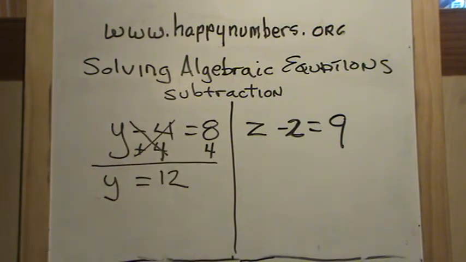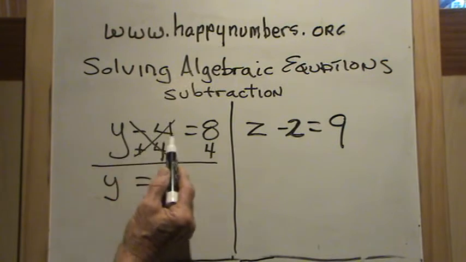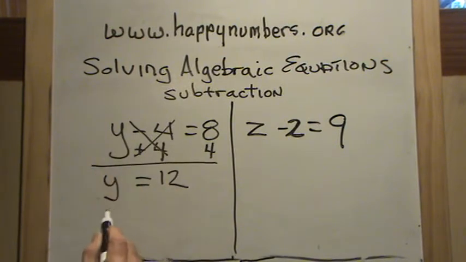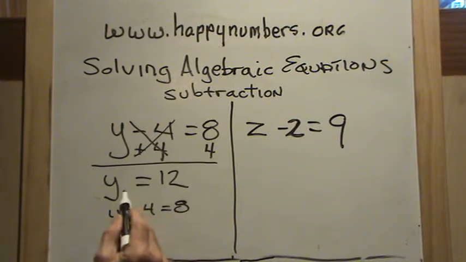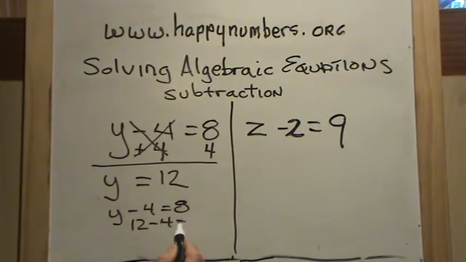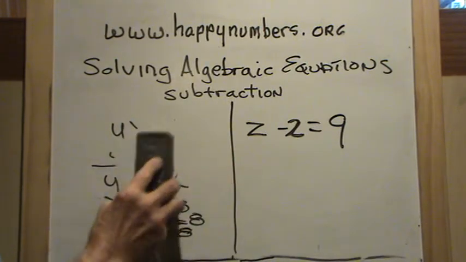Let's see if that's correct. Let's go back to our initial equation. Y minus 4 equals 8, and we're saying that y is equal to 12, so 12 minus 4 equals 8. And 12 take away 4 is 8, so 8 equals 8, so we are correct. Okay, let's go over to the next one.